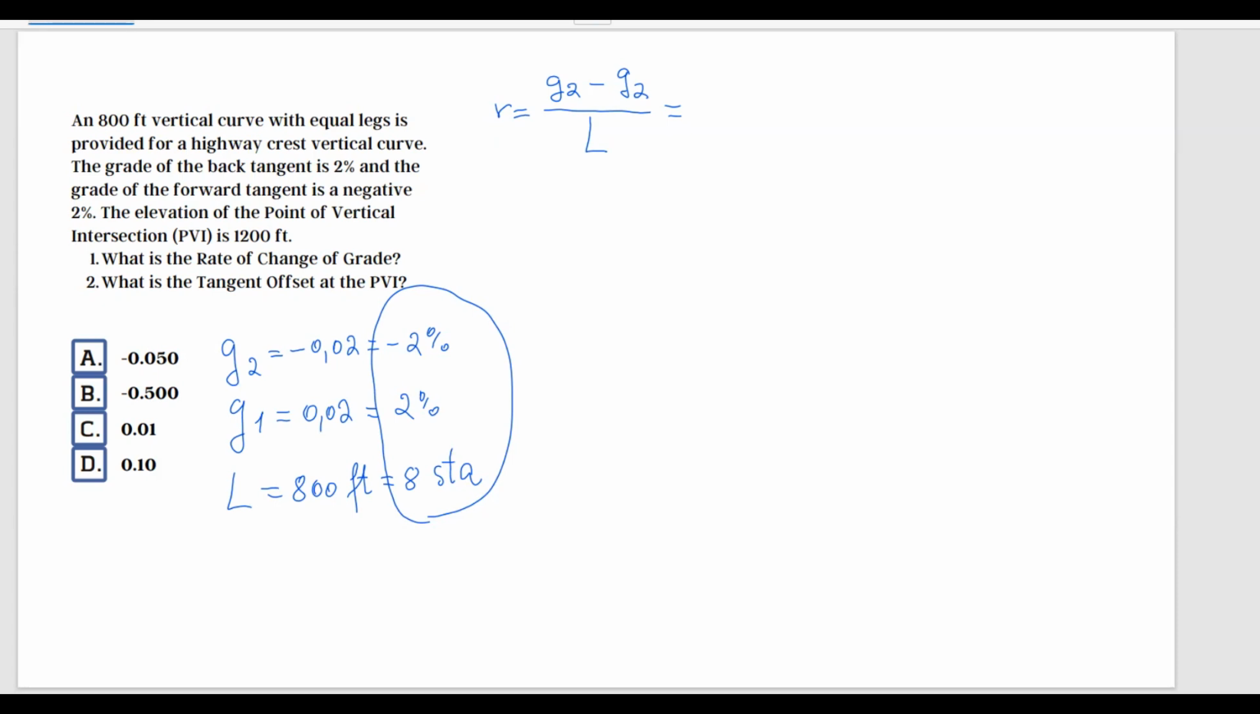So here, going back, I'm going to have minus 2 over 8. This is going to give me minus 4 over 8. This equals minus 0.5. So the correct answer is B.